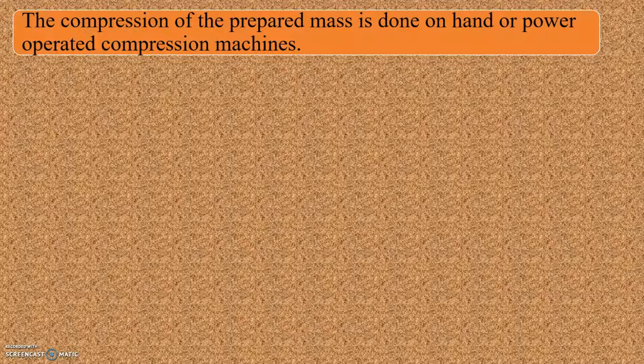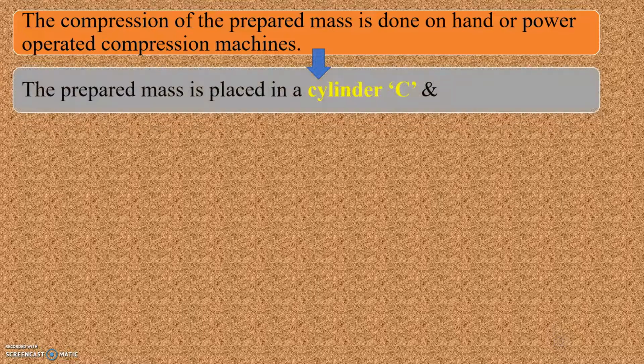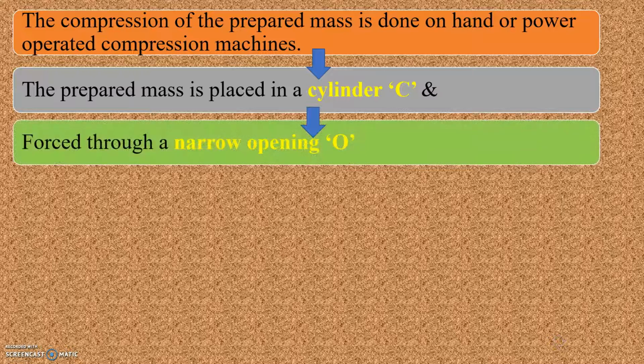After that, the compression of the prepared mass is done on hand or power operated compression machines. After that, the prepared mass is placed in a cylinder which is represented by the symbol C and forced through a narrow opening which is represented by the symbol O.